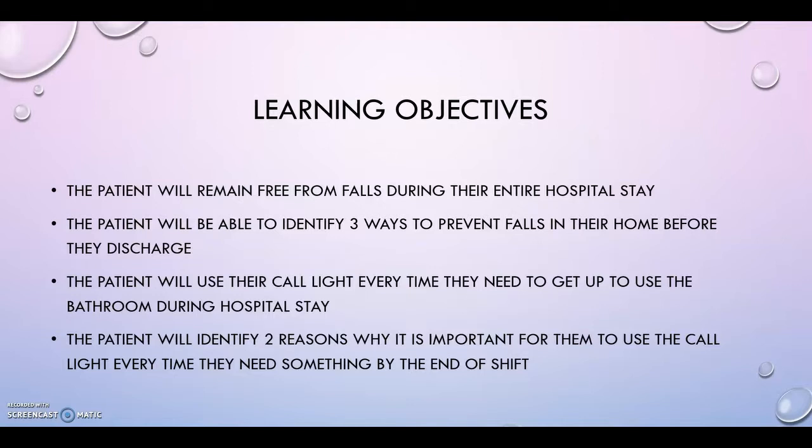Another objective is the patient will use their call light every time they need to get up and use the bathroom during their hospital stay. This may be frustrating for the patient to get used to if they were independent at home before hospitalization. The last objective is the patient will identify 2 reasons why it is important for them to use the call light every time that they need something or to ambulate by the end of the shift.